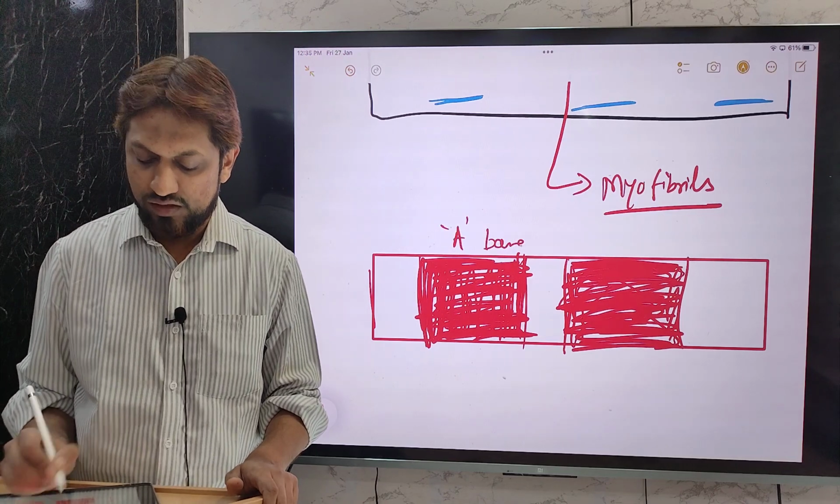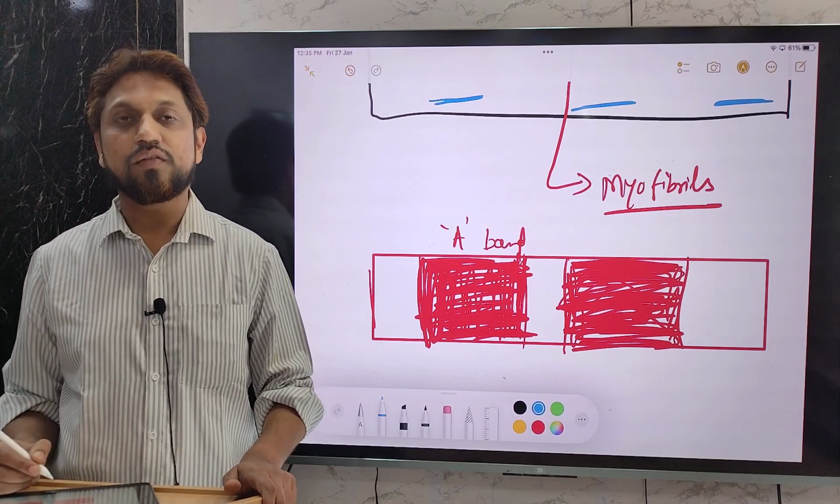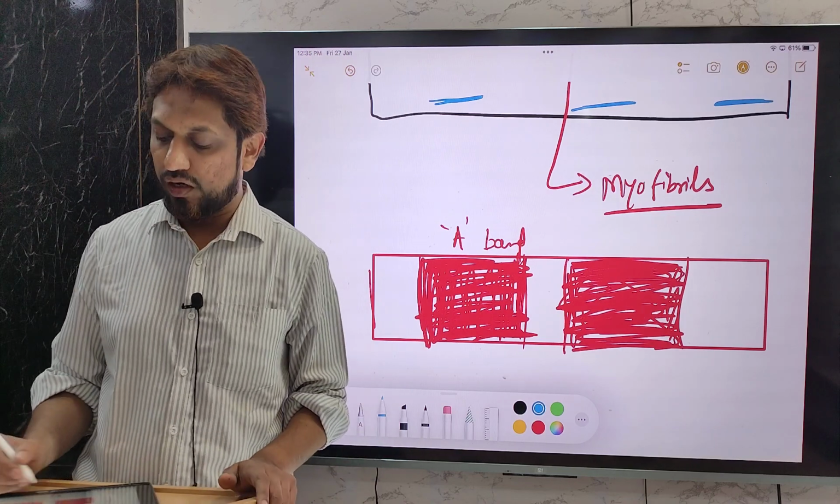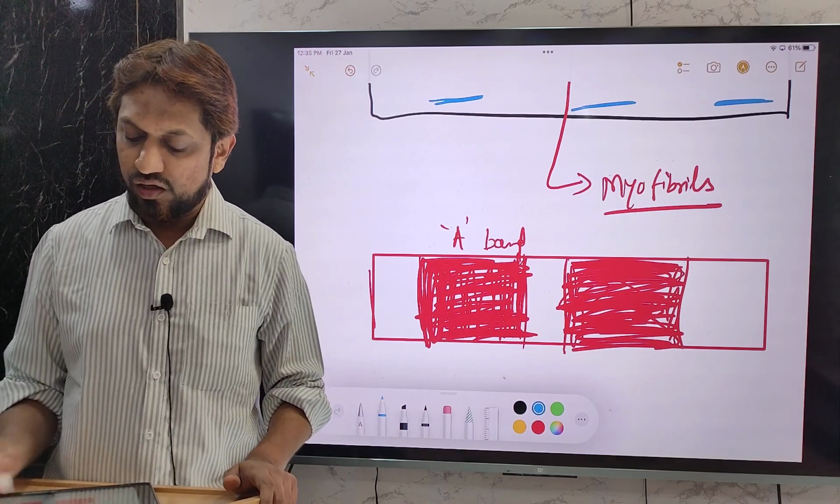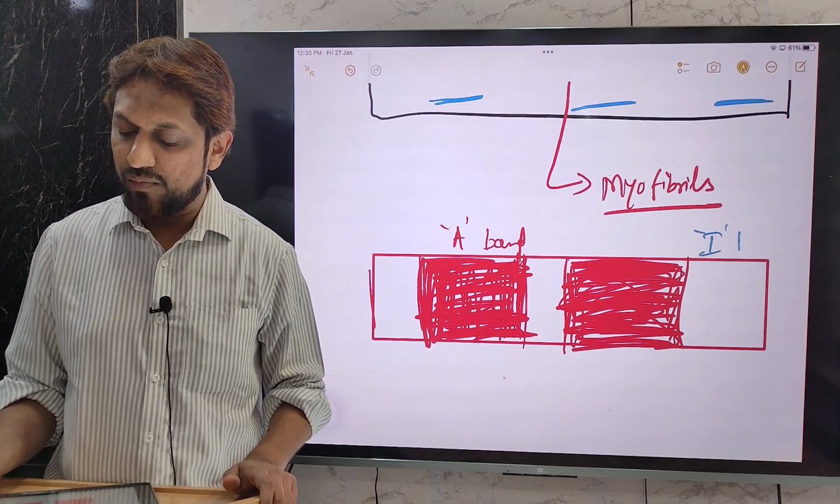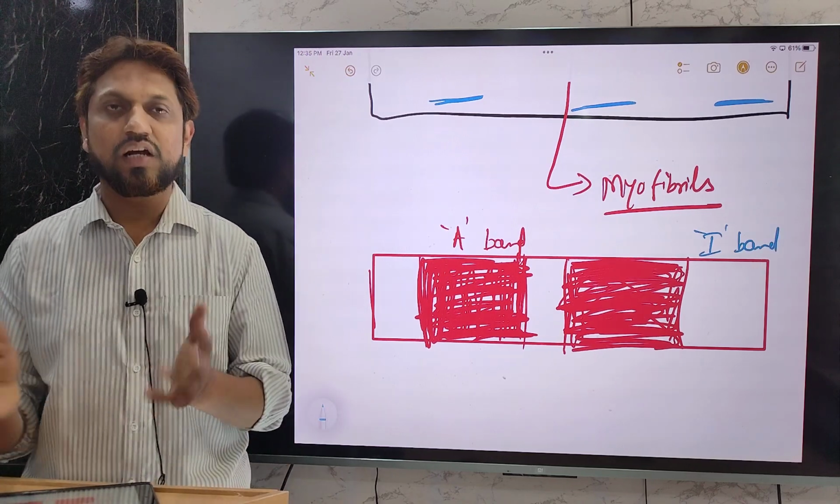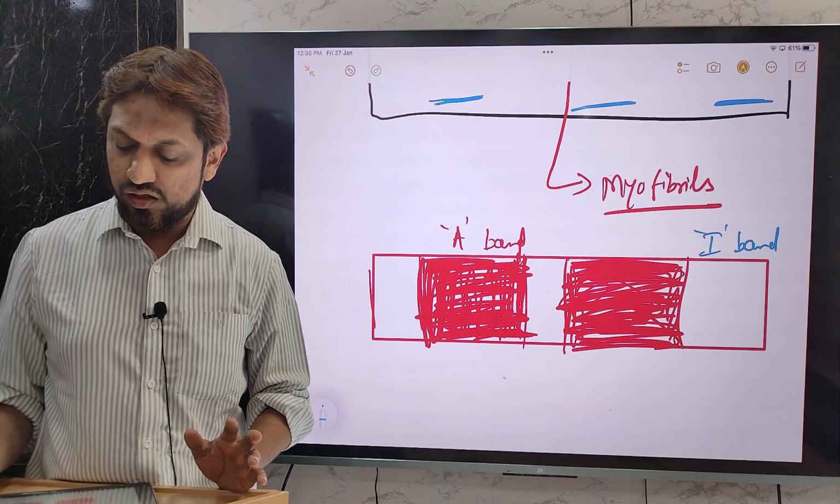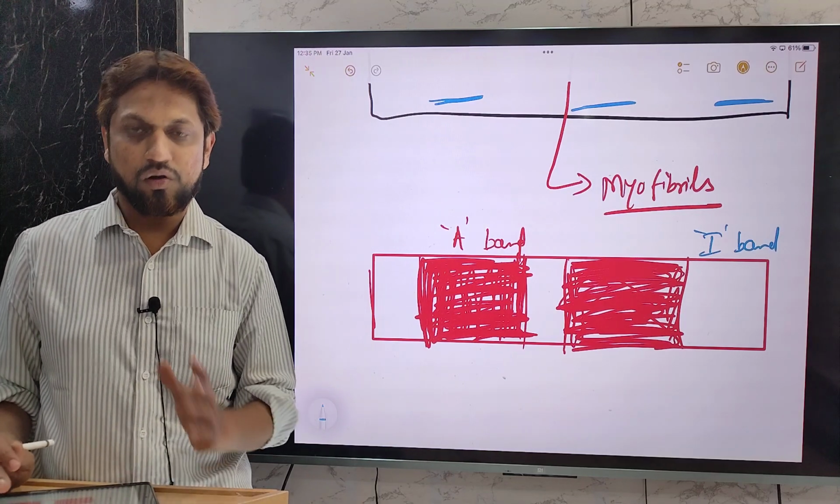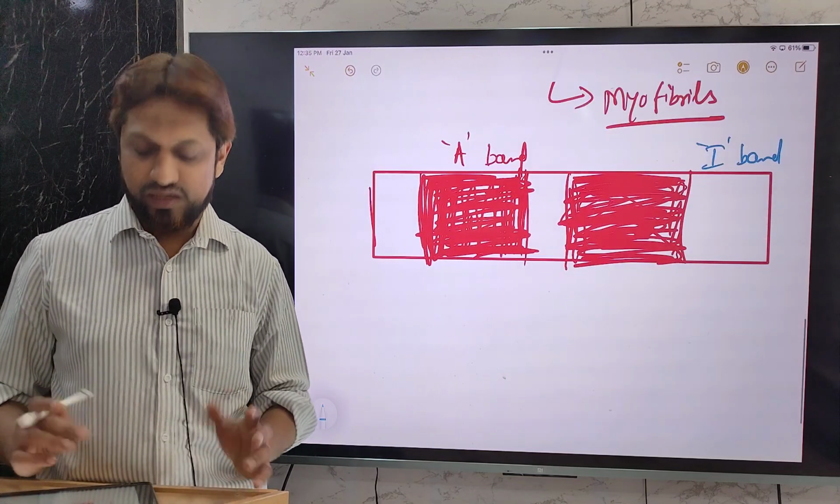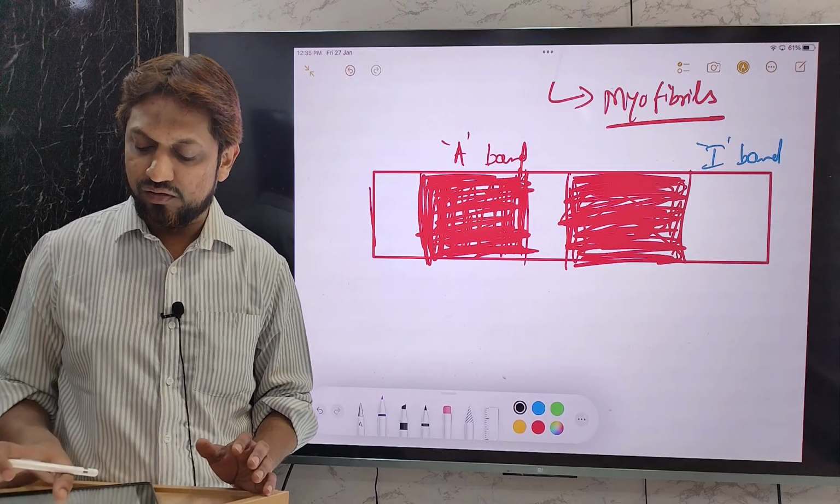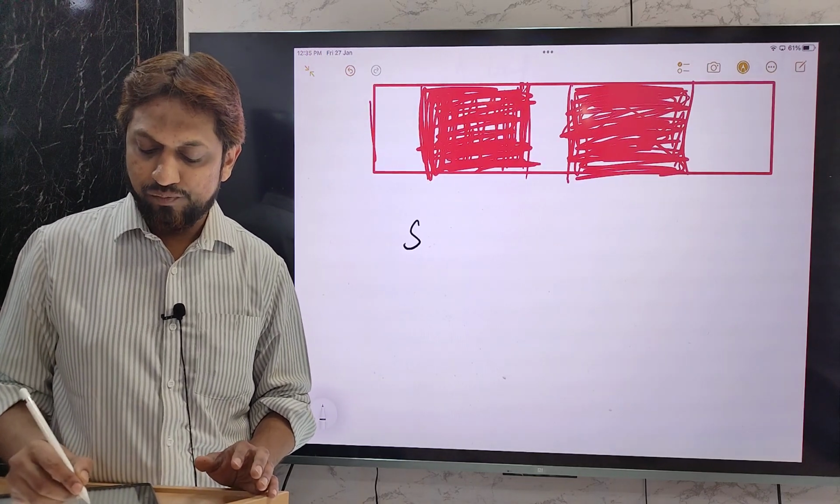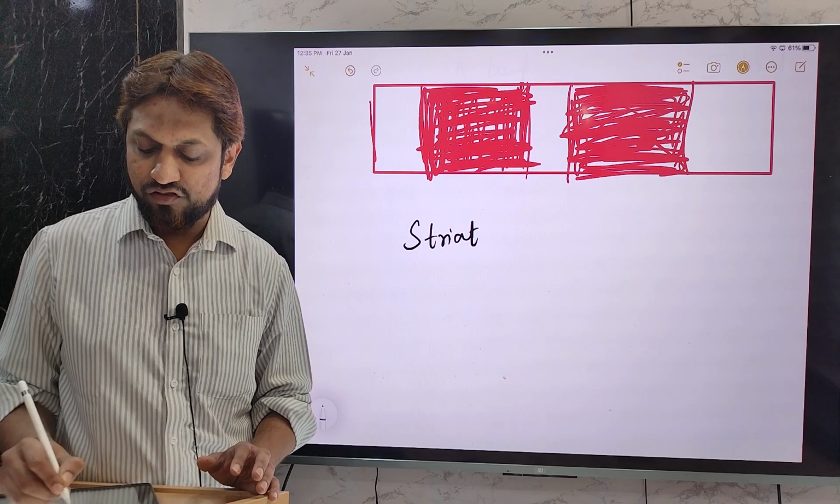It is known as the A band because it is anisotropic to polarized light, whereas this light band is known as the I band. So typically there will be alternate arrangements of the light and the dark bands in the myofibril. Because of the presence of these light and dark bands, the muscle appears as striated muscle, that is, there are striations seen.